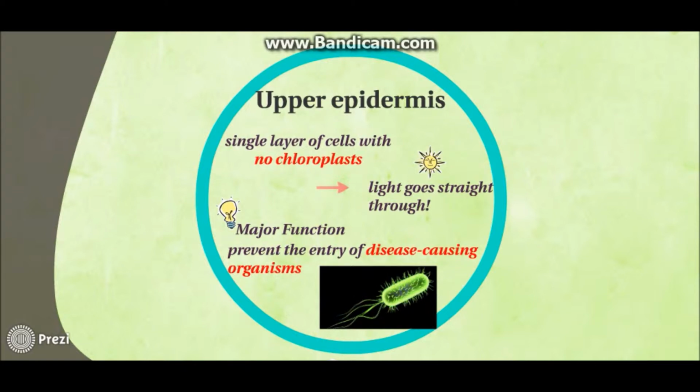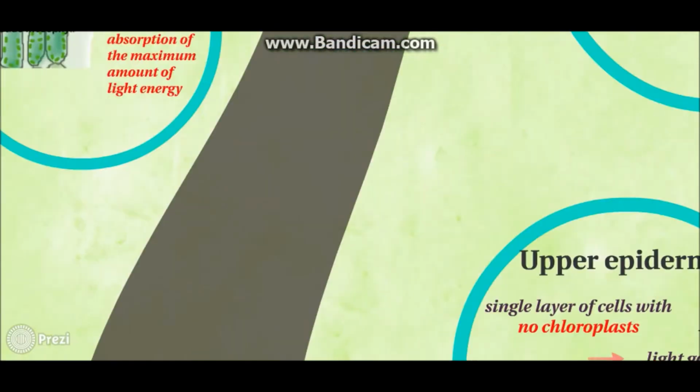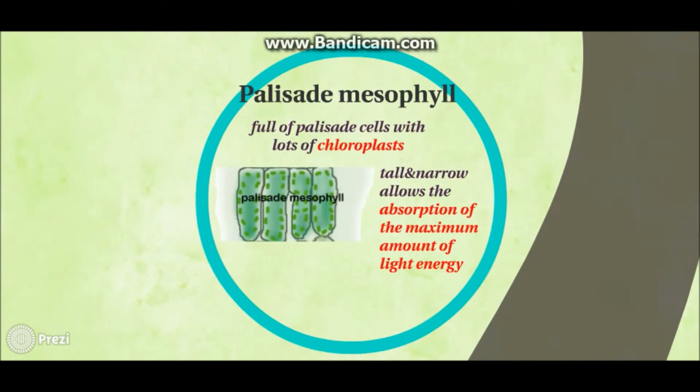Upper epidermis. Upper epidermis is usually a single layer of cells with no chloroplasts, so light goes straight through it. It has the major function of preventing the entry of disease-causing organisms such as bacteria and fungi. Palisade mesophyll. Palisade mesophyll is full of palisade cells which contain lots of chloroplasts. So most photosynthesis occurs here. Tall, thin, and narrow cells stick together, so this dense packing of cells allows the absorption of the maximum amount of light energy.